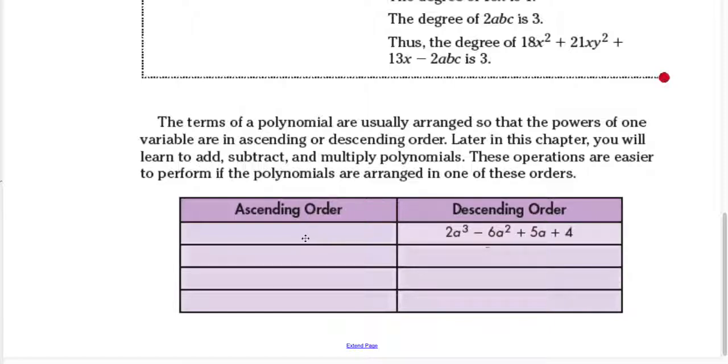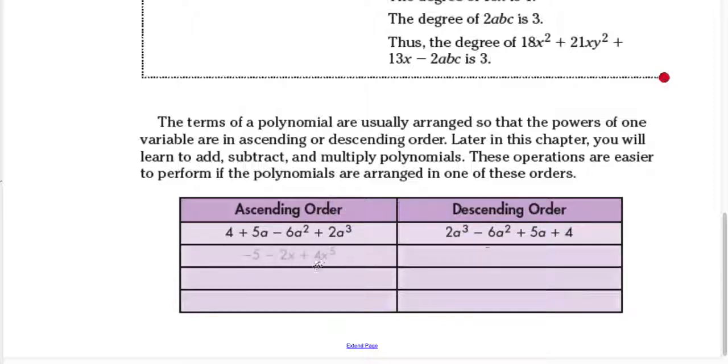Okay, so this is the ascending order of this polynomial. Look at the descending order of this polynomial. 2a cubed minus 6a squared plus 5a plus 4. We are looking at the exponents of the variables. So it's descending order because it's 3, 2, and that's 1 right there, and 0. So 3, 2, 1, 0 is in descending order. The ascending order, of course, would be 4 plus 5a minus 6a squared plus 2a cubed. Okay? Because you start with 0 exponent, 1, 2, and 3.